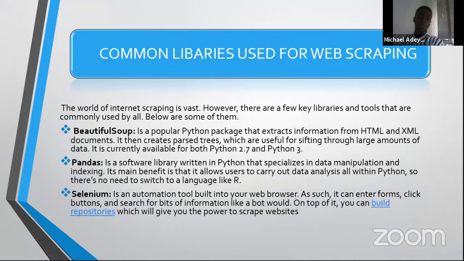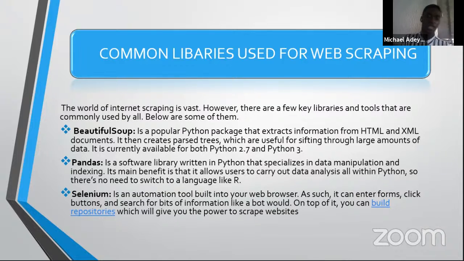Another library which is used in web scraping is Pandas. It's a software library written in Python that specializes in data manipulation and indexing. The main benefit is that it allows users to carry out data analysis all within Python. So there is no need to switch to a language like R. R is a programming language.